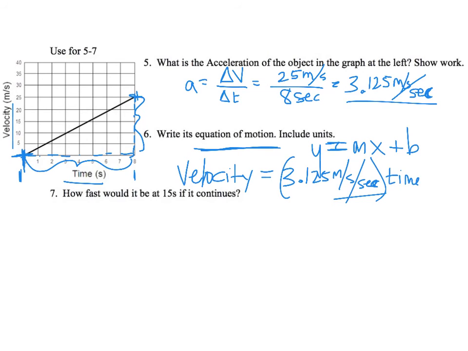How fast would it be at 15 seconds if this continues? So if the motion that you're seeing right now continues on for 15 seconds, we don't have 15 seconds on our graph. It stops at 8. So we're talking 15 seconds like out here somewhere. That line would be way up going like this, and we don't have that information here. You can't read that on the graph because we don't have that high on the graph. So what do we do? We take the 15 seconds and we substitute it into the equation we just wrote.